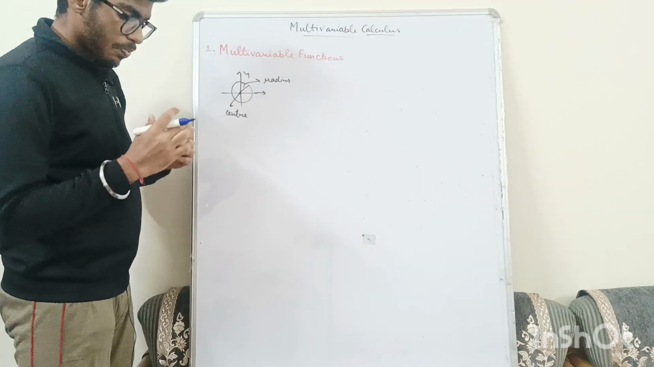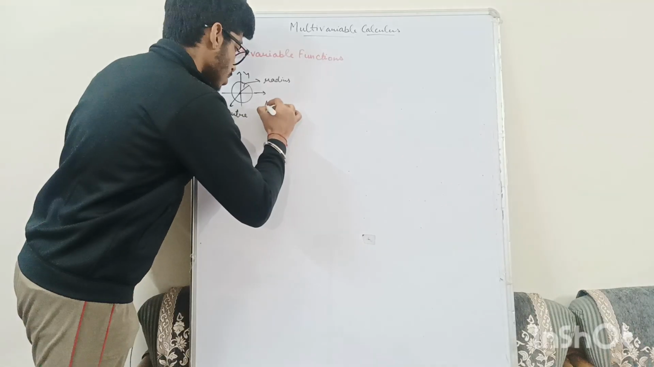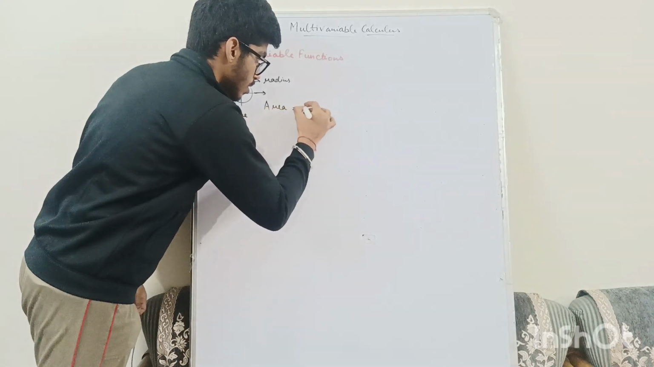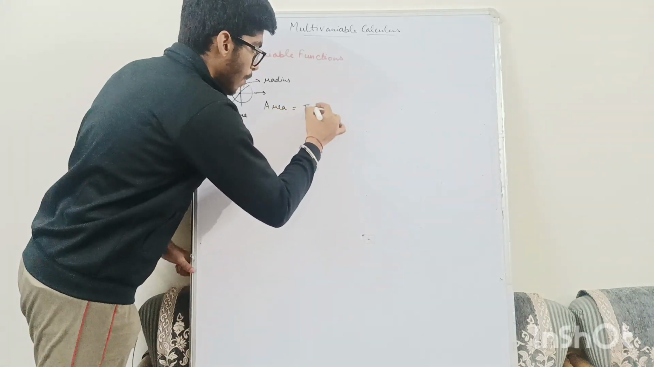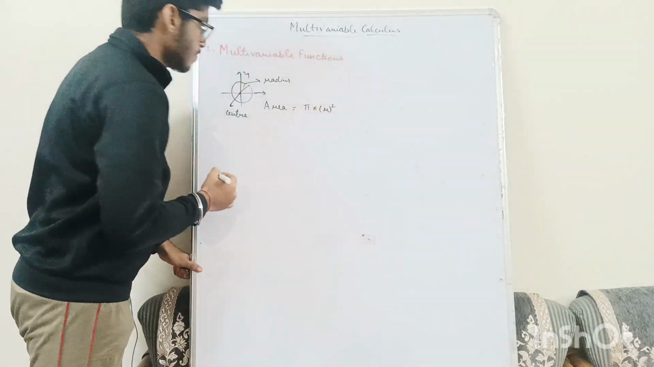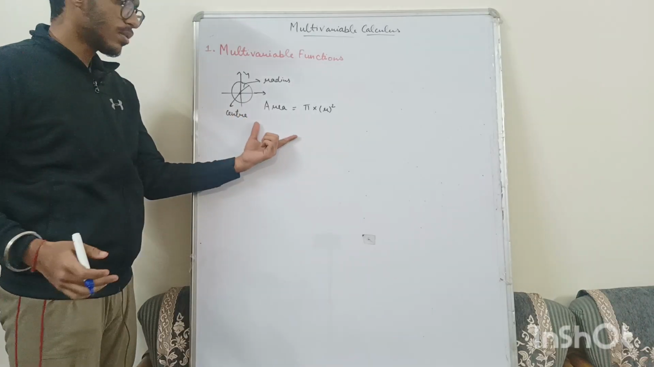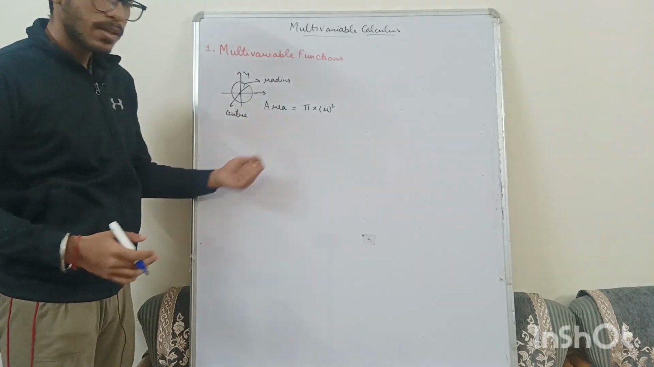Now, how do we calculate the area of a circle? We know the area of a circle is nothing but pi times radius squared, right? So if we know the radius of the circle, we can easily calculate the area of the circle, right?